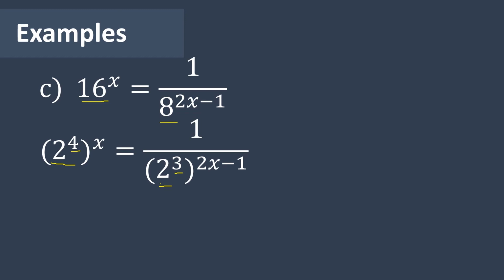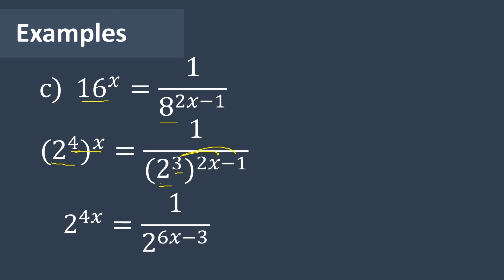Okay. So in this case, in letter C, we changed both sides of the exponential equation. On the left side, we're going to multiply 4 by x. And on the right side, we're going to multiply 3 by 2x minus 1. So again, do not forget to distribute. It should be distributed when the exponent has more than one term.